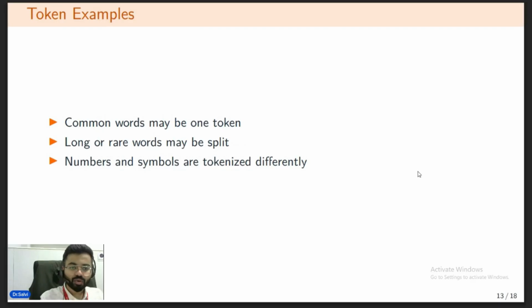Now, examples of tokens, just to give you an idea: common words may be taken as one token. So something that is repetitively placed in our prompt is taken as one single token. Long or rare words, in order to understand more about them and help the prediction, we may split in that case. And then we have numbers and symbols, which have different relationships, coherence and significance in the sentence or the prompt that we have written. So these are going to be placed differently.